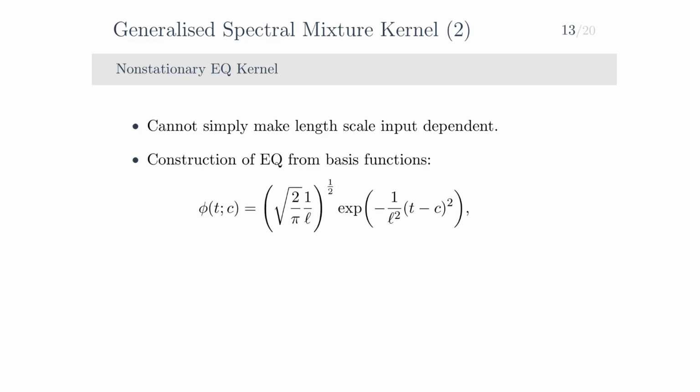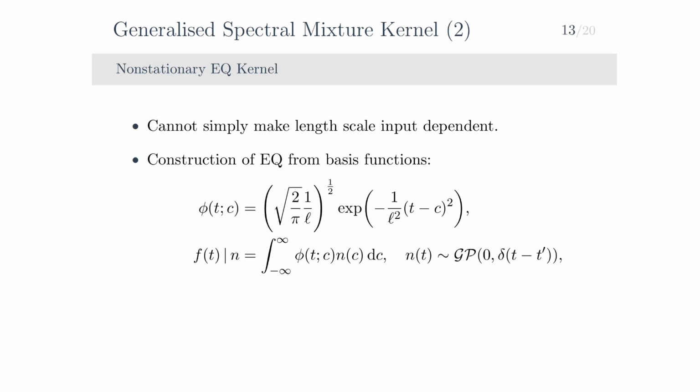The basis functions are Gaussian bumps centered at c and are a function of time. They have length scale l squared. They also have a particular normalization factor, which is only there to ensure that the resulting kernel will have unity variance. That's all. We then construct a generative model in the following way.